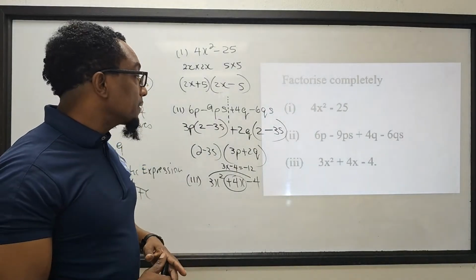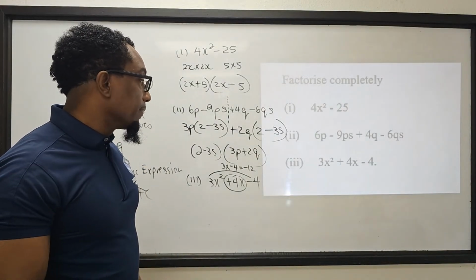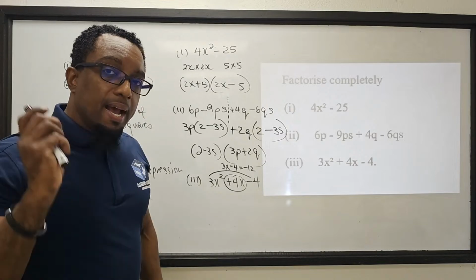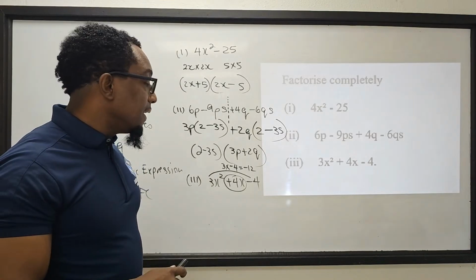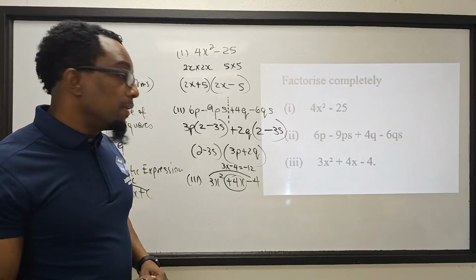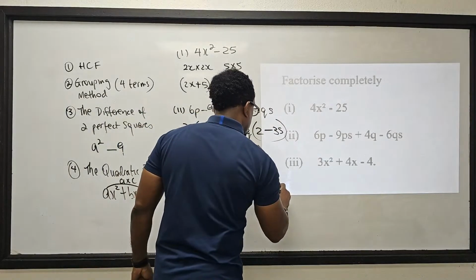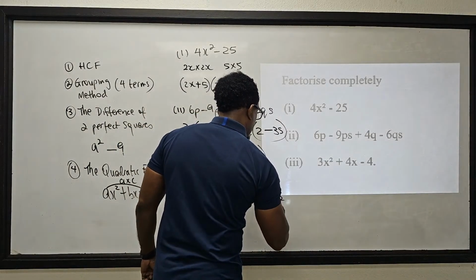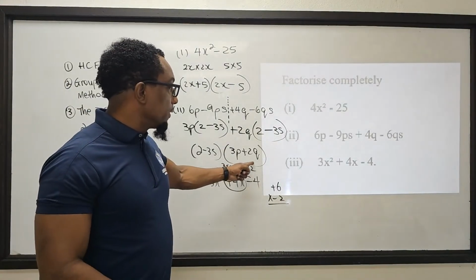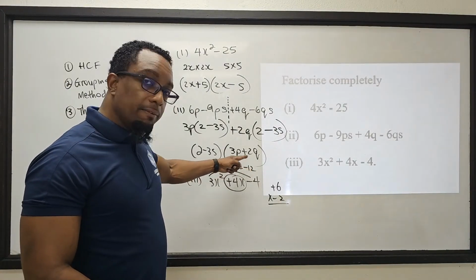So 2 factors of negative 12, when multiplied, will give me negative 12. But when added or subtracted, they can help me to get positive 4x. And the 2 factors of negative 12 we can think of are positive 6 multiplied by negative 2. So positive 6 by negative 2 gives me negative 12.